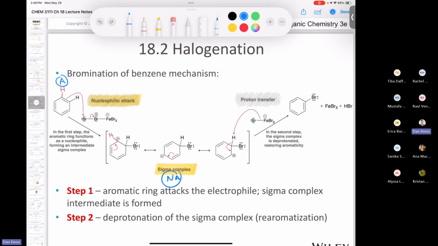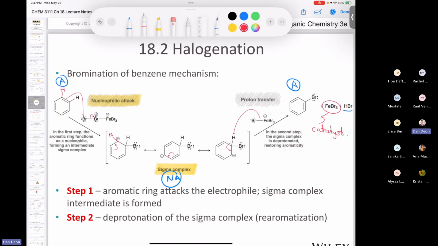And so what happens in the last step is that we get a proton transfer. Okay, so we see that we form HBr from this curved arrow here. We form HBr. And what's more important is that we restore aromaticity to the ring. So we go back to having our aromatic ring, we produce some HBr, and we regenerate our catalyst. So remember, this is our catalyst. Okay, and we regenerated it.